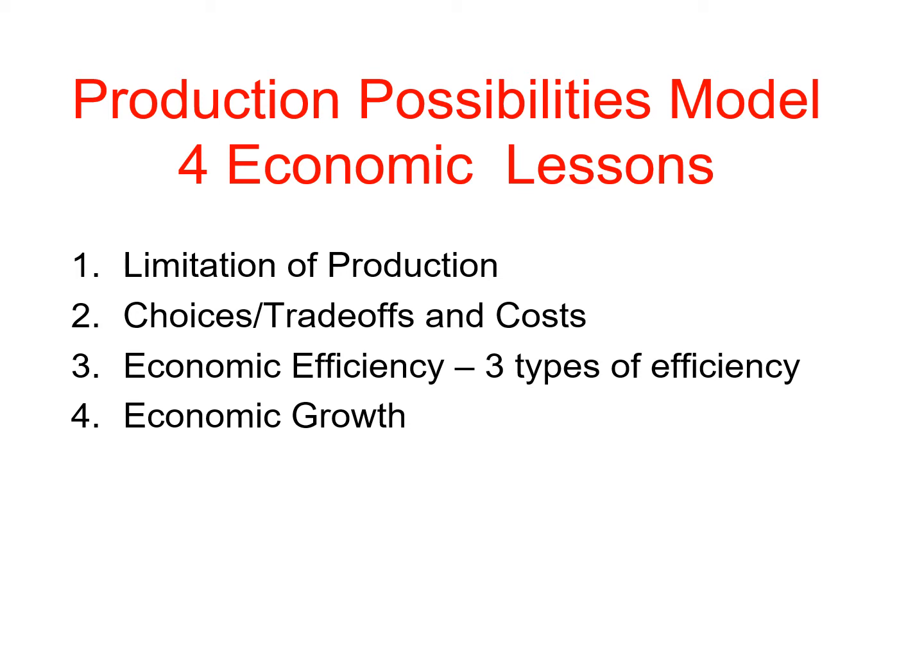There are 3 types of efficiency associated with the model. Our third economic lesson is the 3 types of economic efficiency: full employment, using all of your available resources; productive efficiency, producing goods and services using the least cost method of production; and allocative efficiency, the mix of output, the combination of capital goods and consumer goods that maximizes society's happiness. All of this is review.